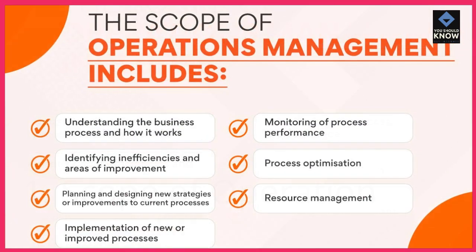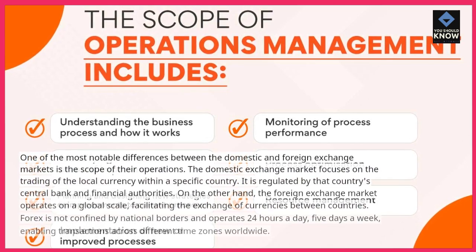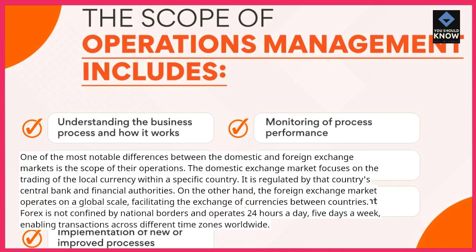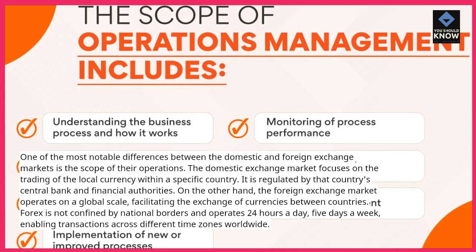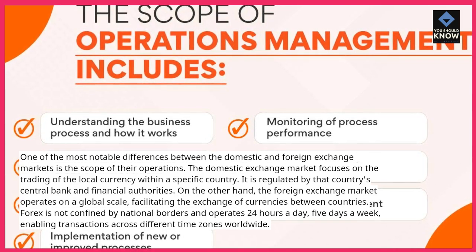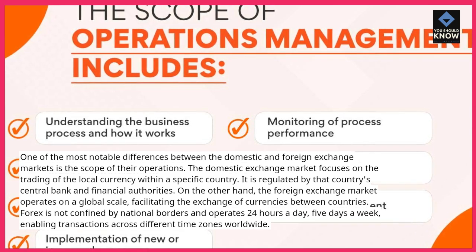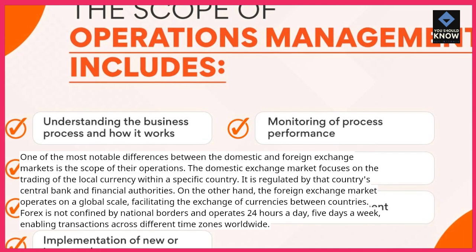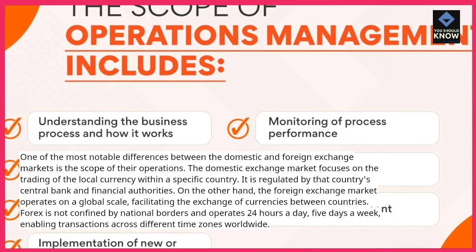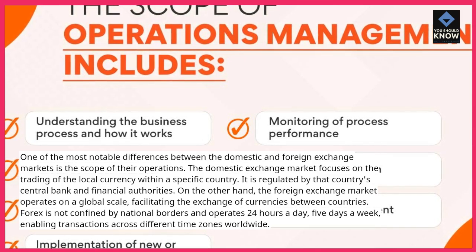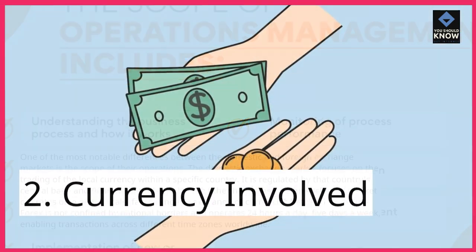1. Scope of operation. One of the most notable differences between the domestic and foreign exchange markets is the scope of their operations. The domestic exchange market focuses on the trading of the local currency within a specific country. It is regulated by that country's central bank and financial authorities. On the other hand, the foreign exchange market operates on a global scale, facilitating the exchange of currencies between countries. Forex is not confined by national borders and operates 24 hours a day, 5 days a week, enabling transactions across different time zones worldwide.